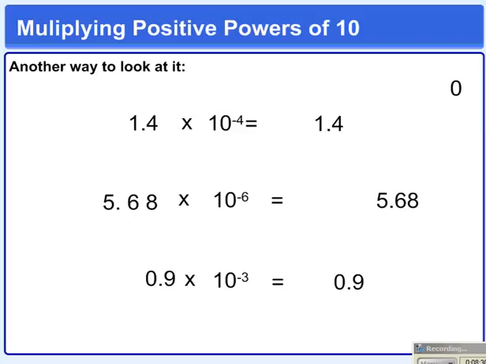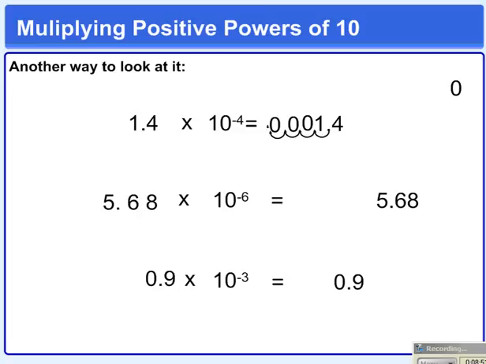Okay, we'll do the same thing when we have decimals. We just start where the decimal is at. So if I have 1.4 times 10 to the negative fourth, 2, 3, 4 places over, put my decimal in, put my zeros in, and I have my answer.